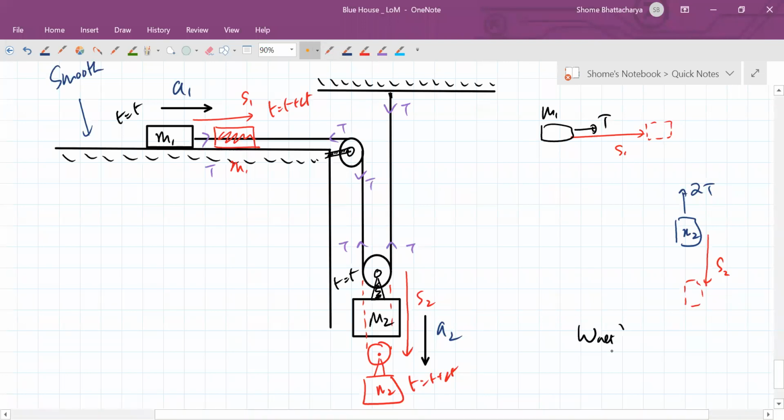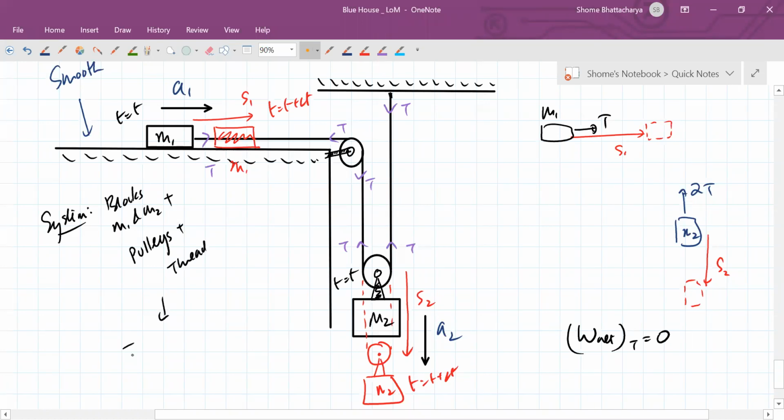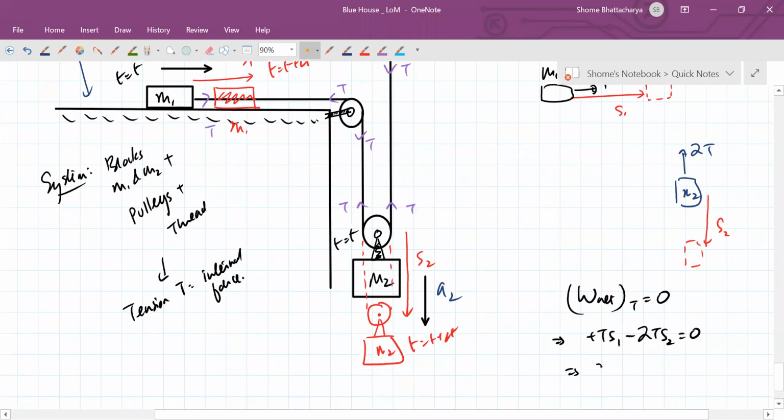Again, the net work done by tension should be zero, because we are considering our system as the blocks M1 and M2 plus both the pulleys plus the thread. So tension is an internal force. So work done by tension should be 0. Work done by tension on block 1 is plus TS1, but on block 2 is minus 2TS2. So from this you can see that S1 is twice of S2. So this is the constraint relation.